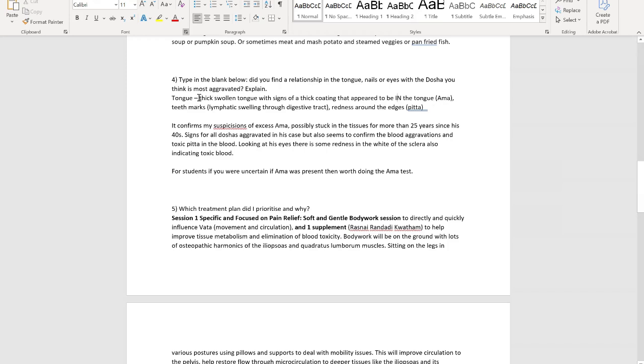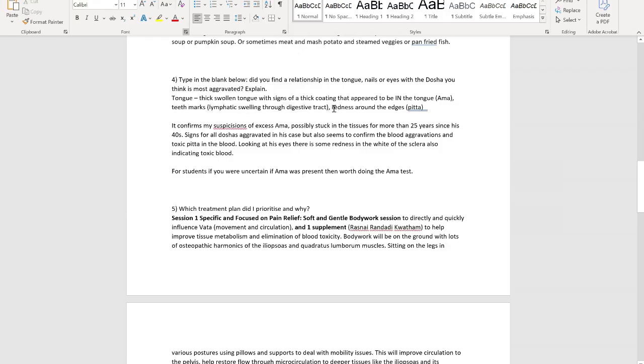So then we know the ama condition has been around for a longer period of time, and may require more time to treat and eliminate. There are teeth marks in the side of the tongue showing some lymphatic swelling through the digestive tract, that the lymph is not flowing on either side of the digestive tract. It means the immune system is not going to function as well, and toxins are not going to be drawn away from the digestive tract as well either.